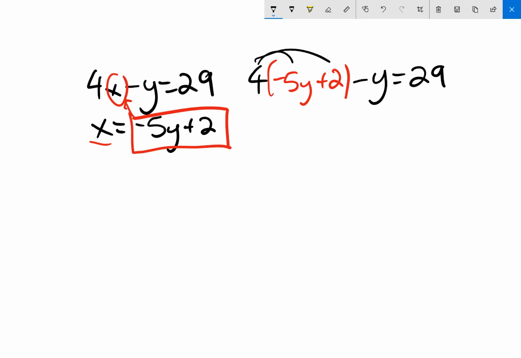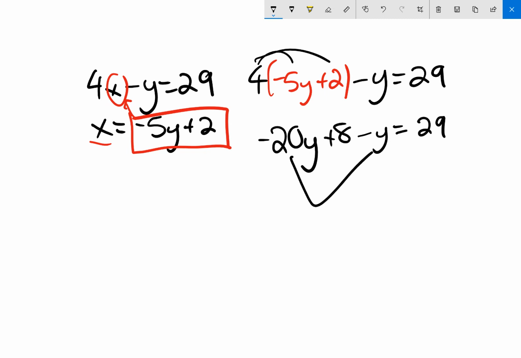So the first thing I'm going to do is distribute this 4. 4 times negative 5y would be negative 20y, and 4 times 2 would be positive 8. Be careful on your distribution. A lot of times we can run into some simple little mistakes there, so just check your math. The minus y and the 29 all stayed the same for that part.